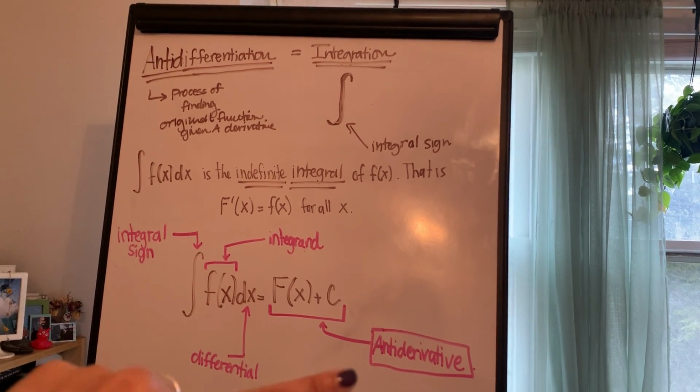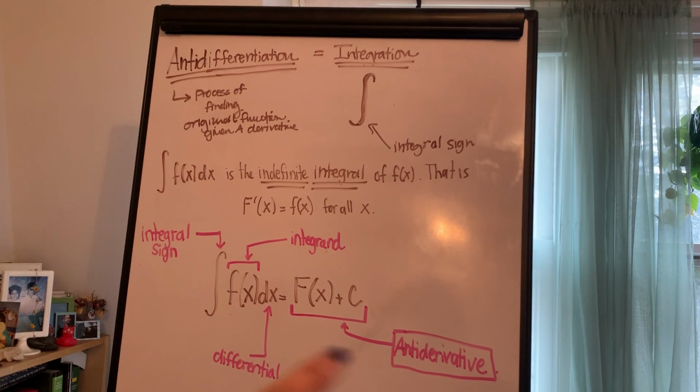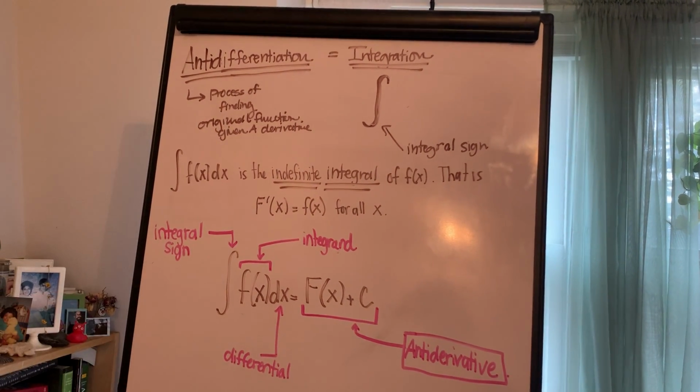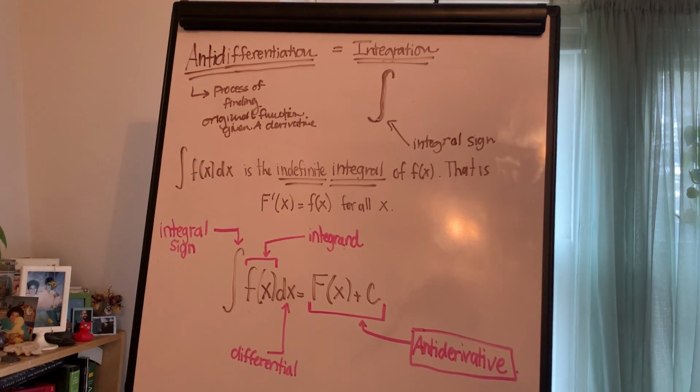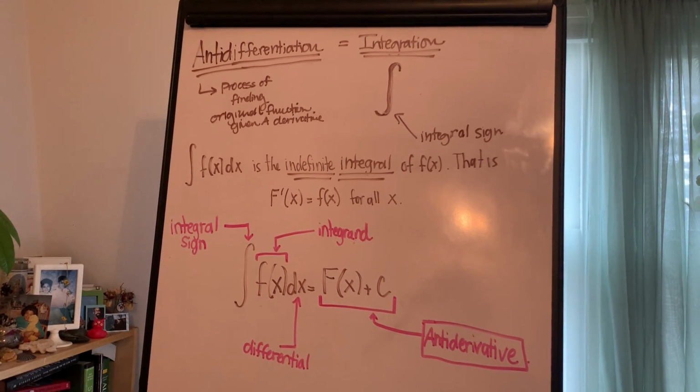But an antiderivative is an original function given a derivative. So the idea here is that we're starting with a derivative and we're trying to find where that derivative came from. And in my next video, I'll talk a little bit more about that.